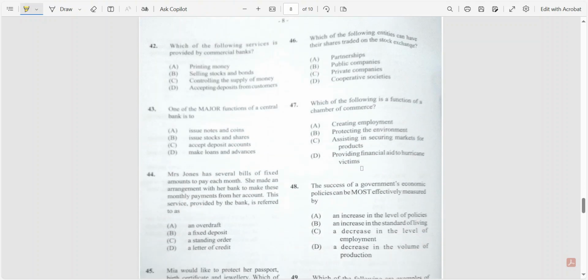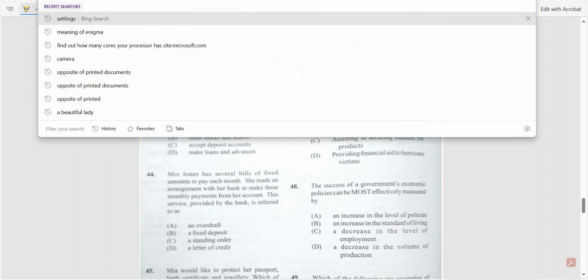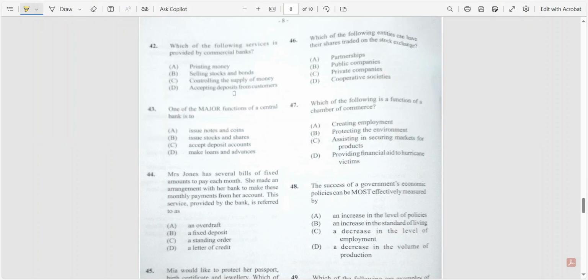Which of the following services is provided by commercial banks? Is it printing money, selling stocks and bonds, controlling the supply of money, or accepting deposits from customers? And the answer is D, accepting deposits from customers. One of the major functions of a central bank is to. The answer is A, issue notes and coins.